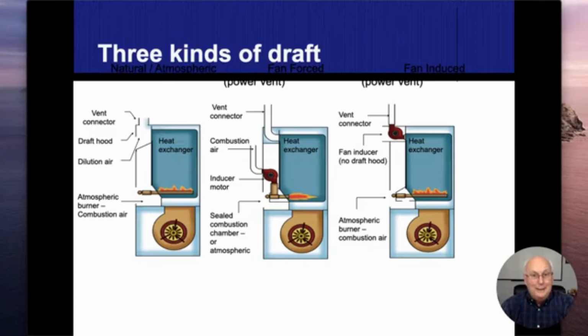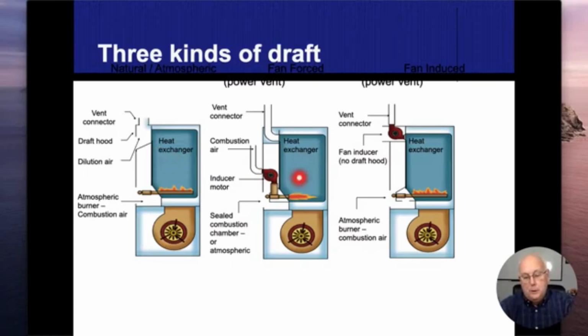And again, me saying that doesn't mean that a crack or a hole in the heat exchanger is okay because we have these pressure differentials. No, it's still not okay. All right. But I just want you to know some of the engineering that was built into these furnaces that makes it safe. So natural draft, forced draft, induced draft from left to right.